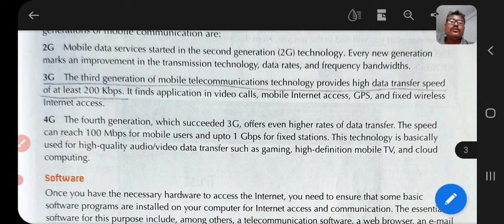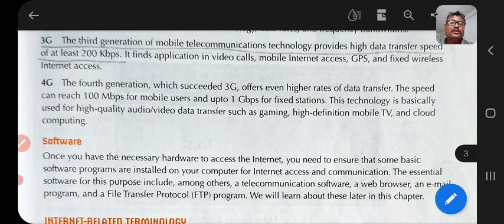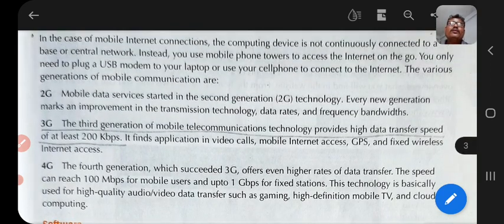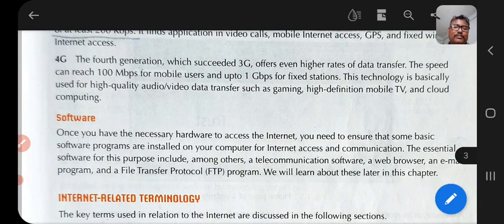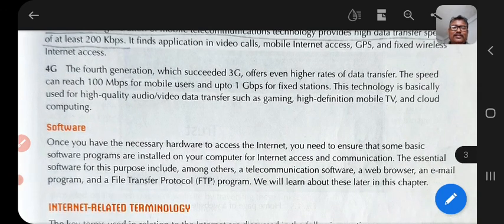So after 4G, the 5G. So 5G till now in India is not yet introduced. Because of that it is not given here in this book. All right, so today up to this, and the next topic is on the next day of class, software. Okay, software we are going to learn.